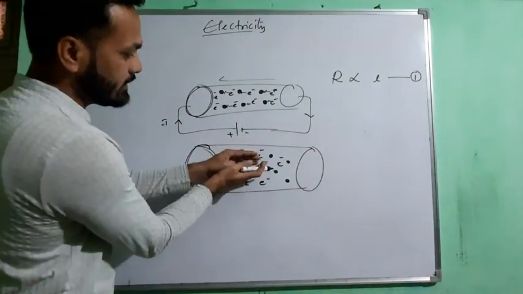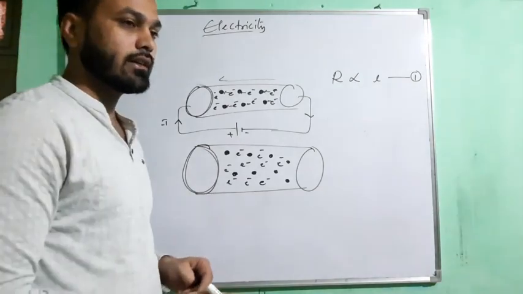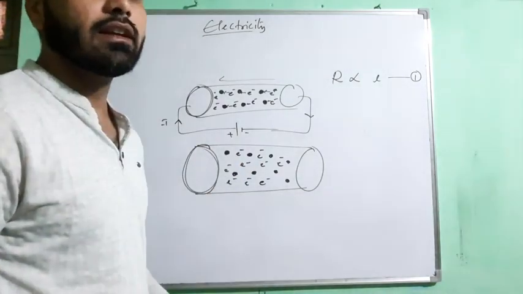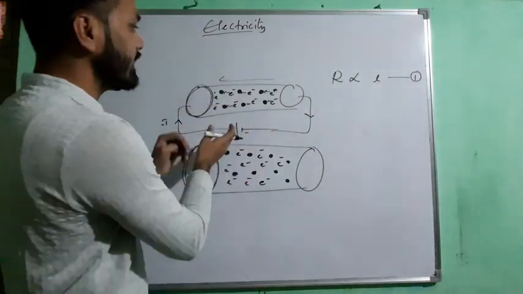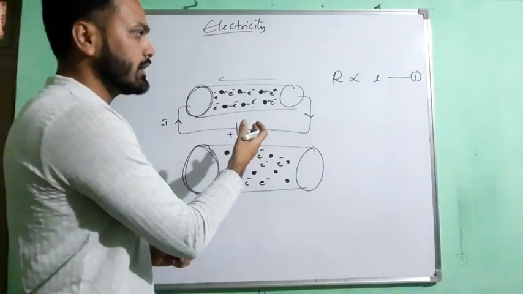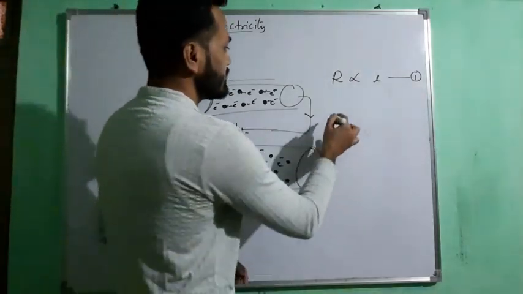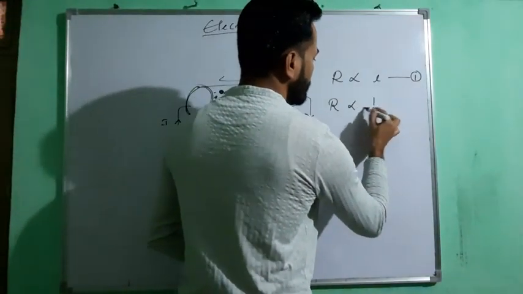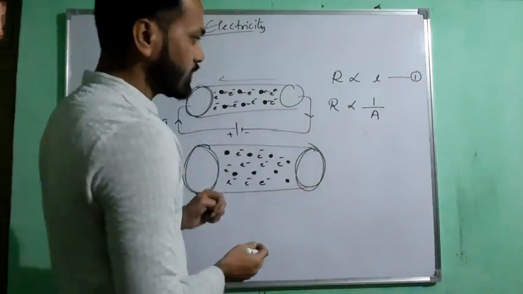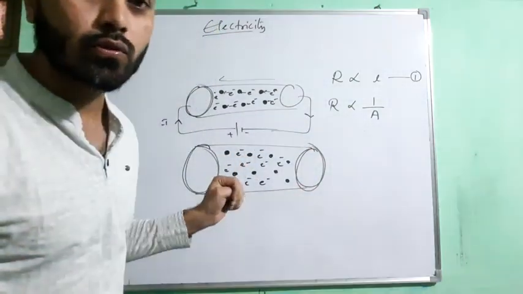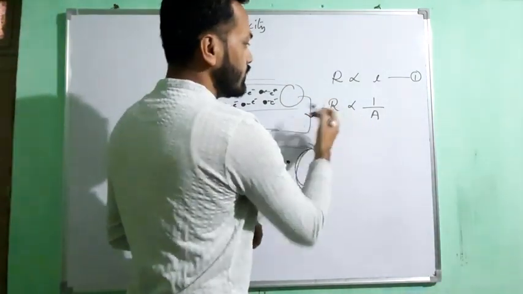Here, since the road, or you can say the wire, is thick, the electron can move freely without many collisions. Here, since it is very narrow, the collisions will be more and resistance will be more. So what I can say here is, resistance of the wire is inversely proportional to the area of cross section. It means the more the area of cross section, the less the resistance of that conductor, and the less the area of cross section, the more the resistance.